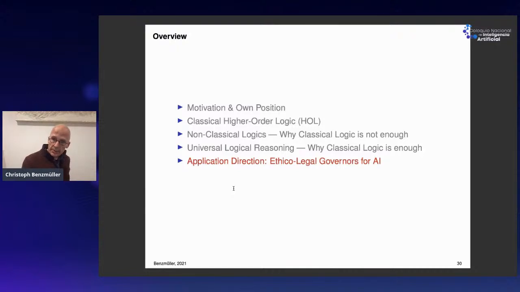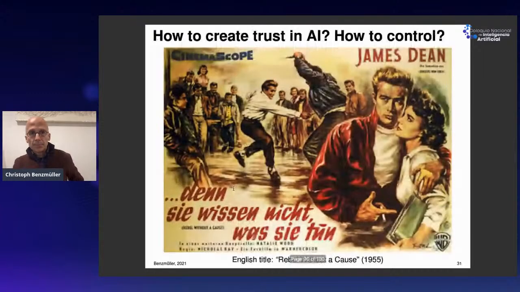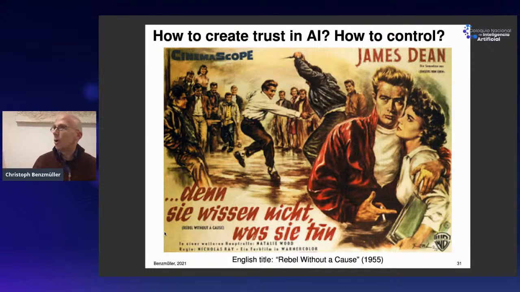So for the last 5 minutes, I want to spend on this application direction here, ethical-legal governance for artificial intelligence. I find this poster here wonderful. That's an old movie you probably know from 1954 with James Dean. The original title is Rebel Without a Cause. In German, it has a nice title, Denn sie wissen nicht, was sie tun. Then they don't know what they do.